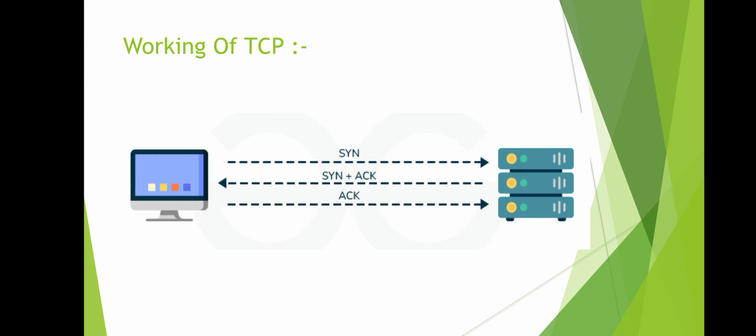A computer wants to connect to the web server, so the computer sends the synchronize message to the server, then the server replies with the synchronize plus acknowledgement message to the client, then the client sends the acknowledgement message to the server. TCP breaks the data into small packets and forwards them to the destination point. It guarantees that data will arrive in order. No packet will be lost in TCP.